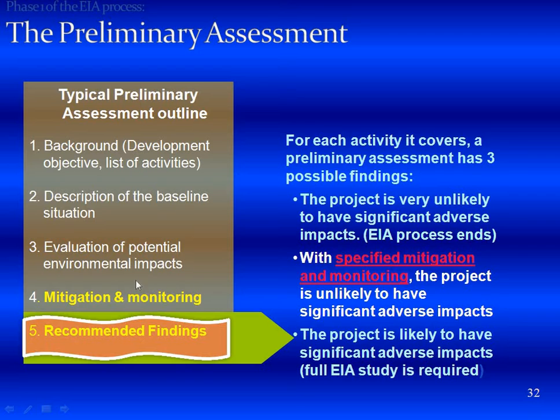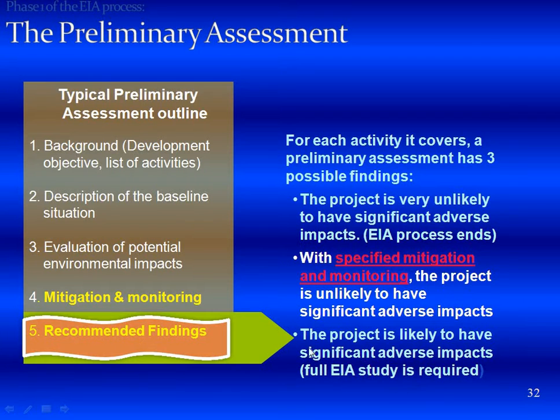Evaluation of potential impacts, mitigation and monitoring, and recommended findings. So these are the different parts. For each activity it covers, the preliminary assessment has 3 possible findings. One: the project is very unlikely to have significant adverse impacts. Two: with specified mitigation and monitoring, the project is unlikely to have significant adverse impacts. So you can see that it may not have any significant impacts, or if you take the mitigation and monitoring into account and carry it out, then the effect may not be significant. Or three: the project is likely to have significant impact. So all 3 are there.